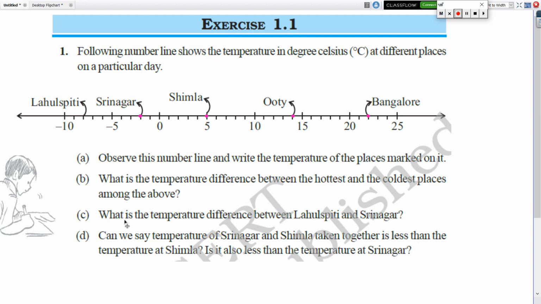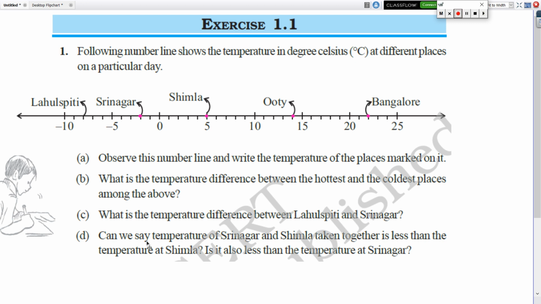What is the temperature difference between Lahul Spiti and Srinagar? Lahul Spiti negative 8, Srinagar negative 2. Find out the difference. Negative 8 minus negative 2, and write the answer.